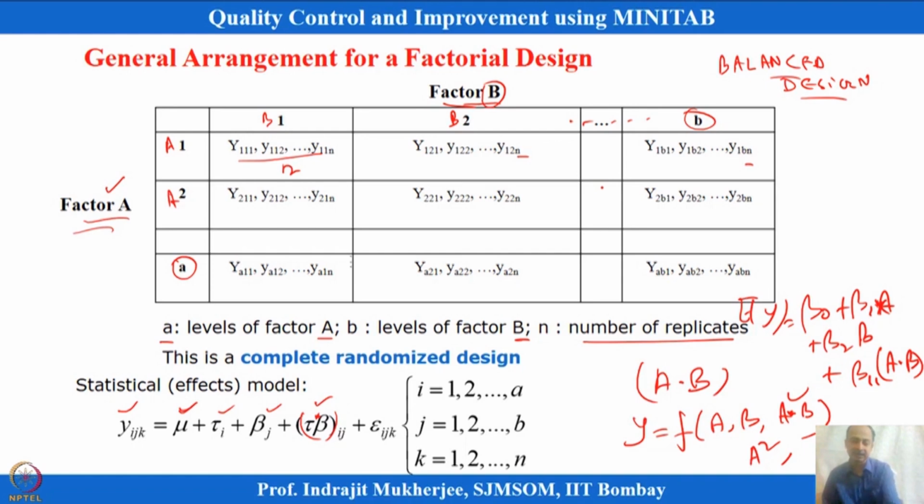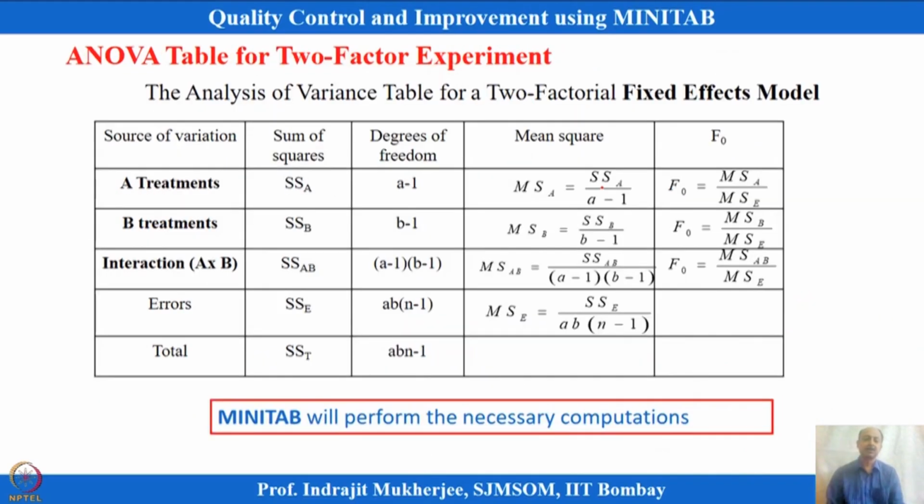And ANOVA analysis will also show what is the effect of A, whether it is significant or not, and whether B is significant. When I change the level of A, whether it is influencing the expected value of y, when I change the level of B, whether it is affecting the expected value of y, or when I change both, is it impacting the expected value of y. Okay. So, these are the general terminologies, and you can see books to see the derivations of this.